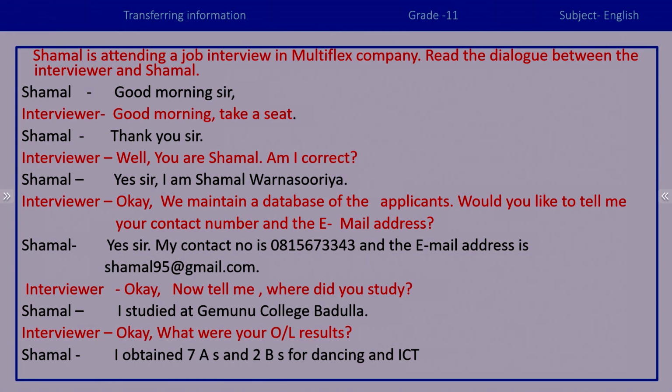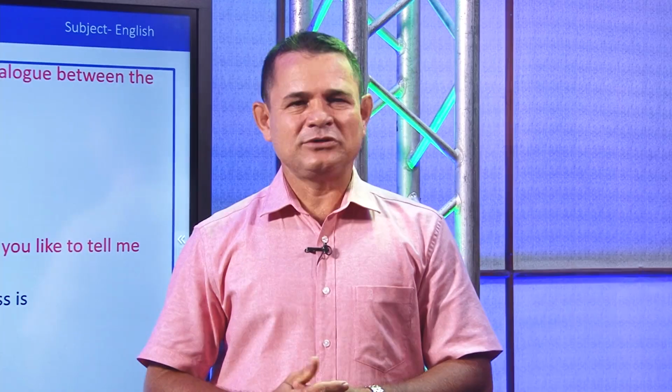Interviewer: Okay. What were your O-level results? Shamil: I obtained 7 A's and 2 B's, for dancing and ICT. Right, I read it for you, right? So, it is not a difficult thing actually for me to read for you.